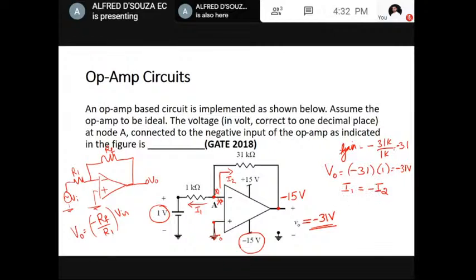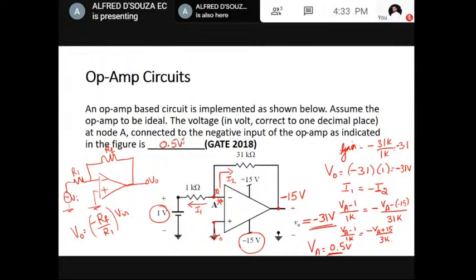So what is I1? VA minus 1 by 1 kilo. So what is I2? Minus is already there. VA minus of minus 15 by 31K. So what we get is (VA minus 1) by 1K is equal to minus (VA plus 15) by 31K. If I solve this, I get the value of VA as 0.5. So this is the solution, 0.5 volt.